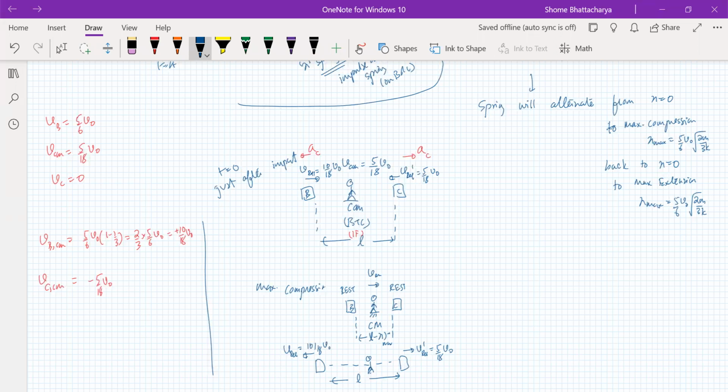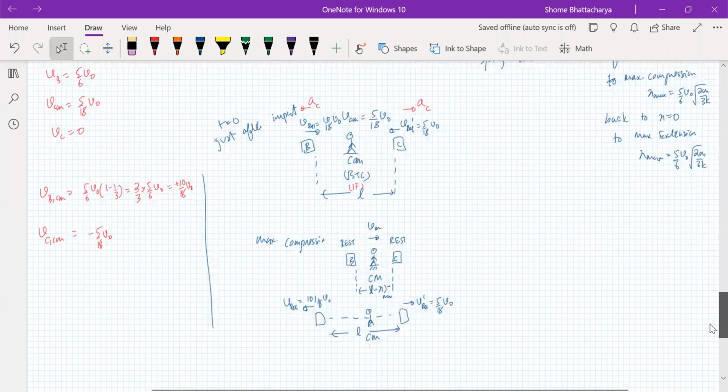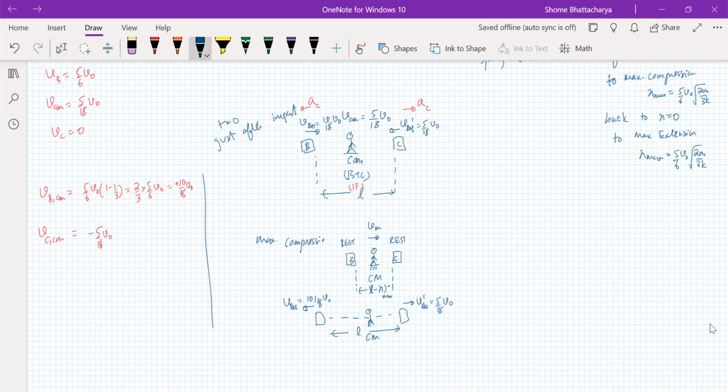Okay. Now can you tell me, out of these three pictures, in which one with respect to ground frame B is having maximum velocity? This third picture, isn't it? Because what is velocity of C with respect to ground? It is velocity of C with respect to center of mass plus velocity of center of mass. So this is a constant value, which is 5 by 18 V naught.